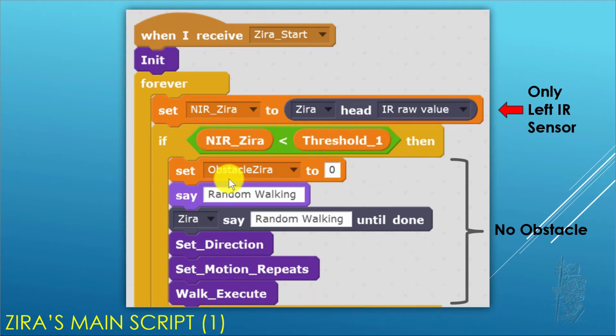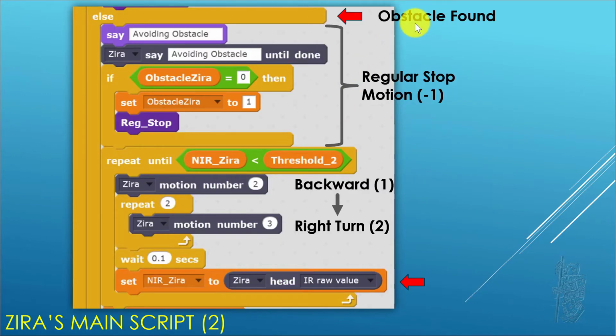And then the next group of blocks in the forever loop is handling the case when there's an obstacle. So it will have a text balloon say avoiding obstacle, through the speaker it will say avoiding obstacle, and then it sets obstacle 0 to 1 and it stops, using motion -1. So when it stops here, it goes to a repeat loop. As long as the infrared 0 is less than threshold 2, it keeps on looping. Basically, this is the avoiding maneuver.